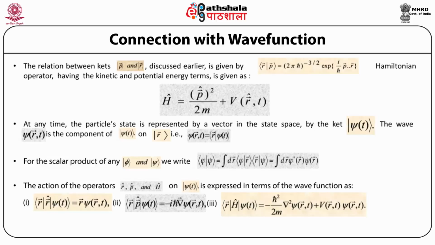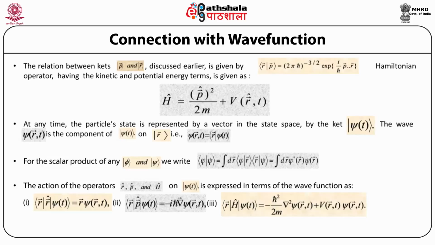The action of the operators, that is the position operator R, the momentum operator P, and the Hamiltonian operator H, on the ket vector psi as a function of t can be expressed in terms of the wave function. As bra vector r, operator R, ket vector psi of t, and this is equal to vector r times the wave function as a function of position vector r and time t. So this is the first relation that we get when R operates on the ket vector psi of t.